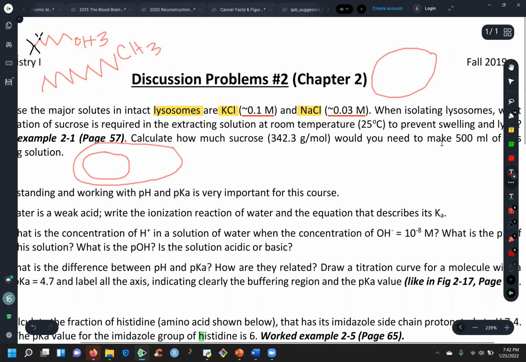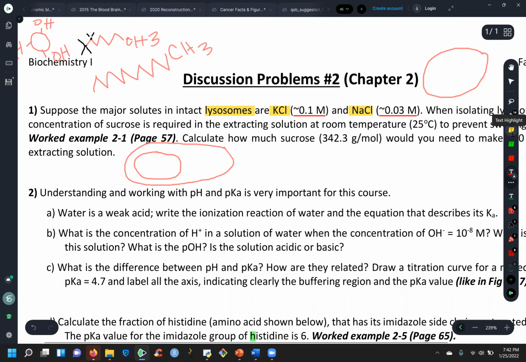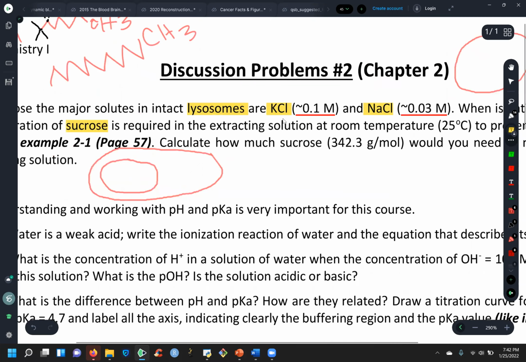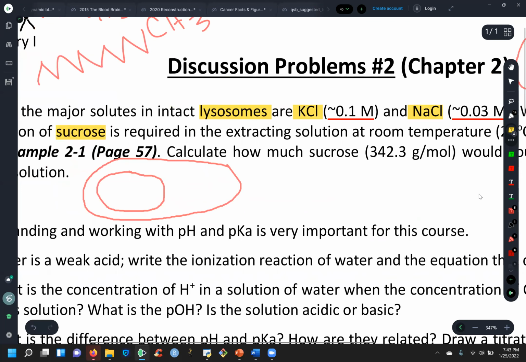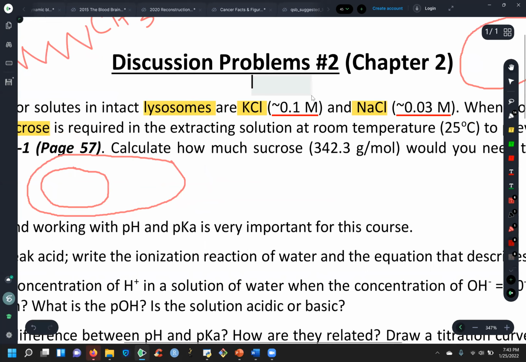So when isolating lysosomes, what concentration of sucrose? I don't know if you guys remember, but potassium chloride, these guys dissociate into potassium and chloride. So this one molecule will dissociate into 2 ions. And so when we're talking about osmotic pressure, that means that the i will equal 2, because i is how many molecules you have. So this is why it's important to know your formulas.